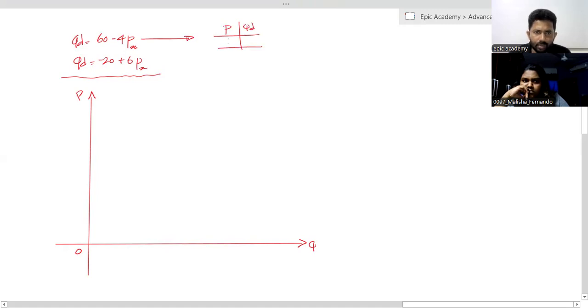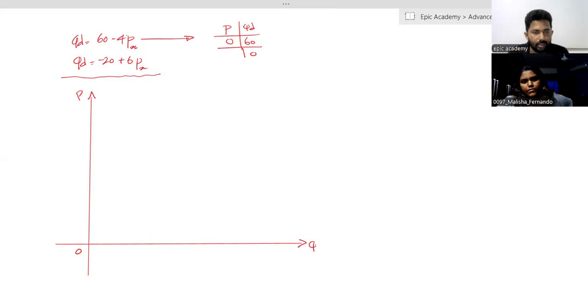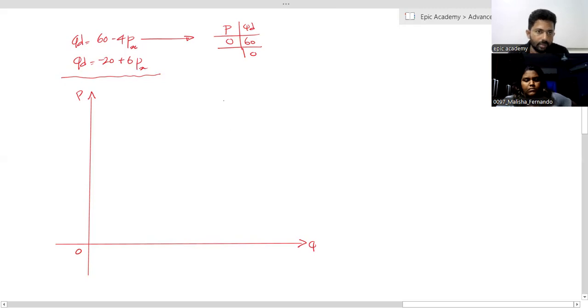Just assume that if P equals 0, what will happen to the value of QD? If P is 0, 0 multiplied by 4 becomes 0, so QD becomes 60. And again, you are going to assume that QD equals 0. So 0 equals 60 minus 4P. That means we move the minus 4P to the other side, so it becomes plus 4P. Then 60 divided by 4 becomes 15. Okay, right. Those are the crossing points.